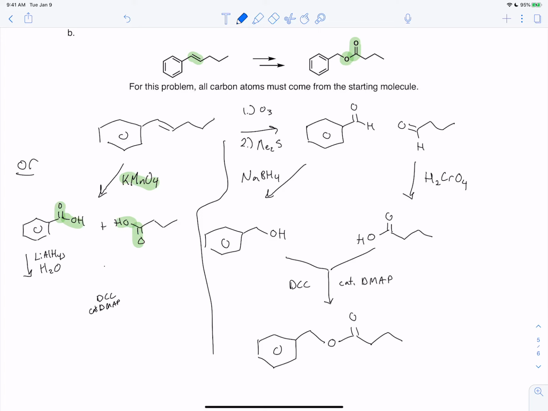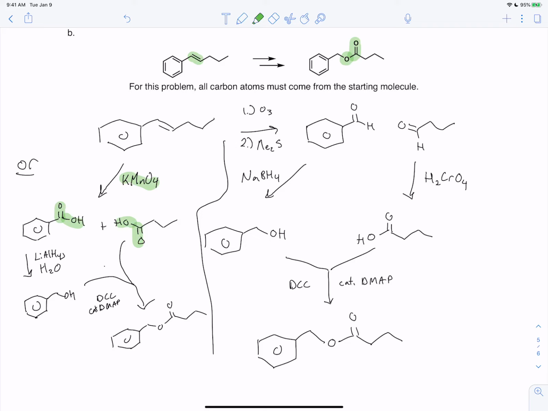Then we can reduce this carboxylic acid into the benzyl alcohol that we need. And then merge the benzyl alcohol with the carboxylic acid to make the final ester product. There we go. That's better.